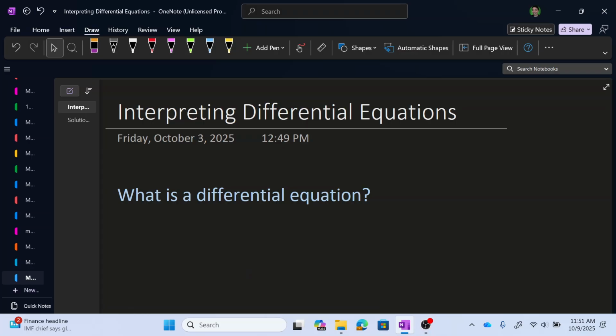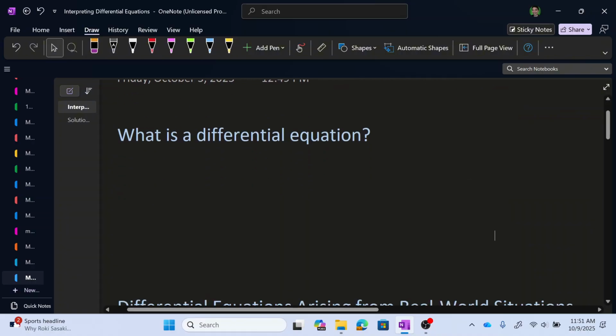In today's video, we're going to describe the basics of what a differential equation is. And then we're going to explore a couple of differential equations that arise from real-world scenarios. So to begin with, what is a differential equation? A differential equation is just any equation that contains a derivative.